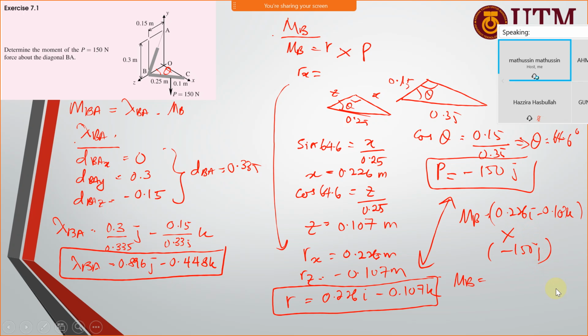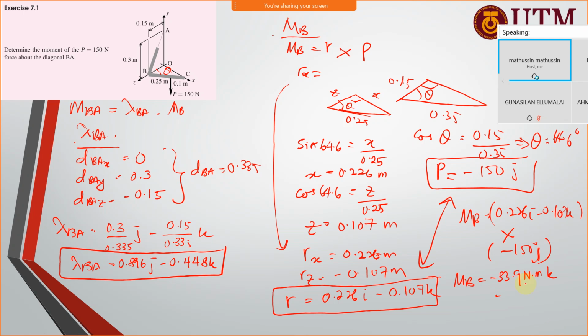i cross j sama dengan k, isn't it? i cross j sama k. 0.226 darab negatif 150, negatif 33.9 Newton meter k. And then negatif 0.107k cross with negatif 150j. k cross j sama dengan berapa? i positif or negatif? k cross j sama dengan negatif i. Okay, negatif i darab dengan negatif, dan resultant must be negatif juga kan?